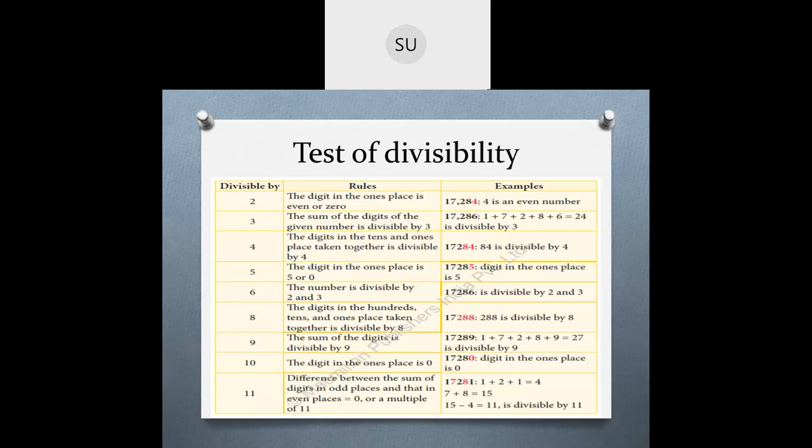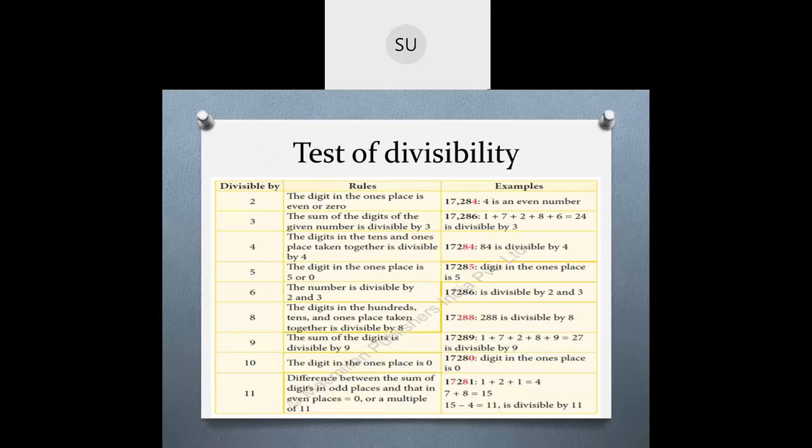Now 4. Now check if the number is divisible by 4. You have to check if the digits in the tens and ones places together are divisible by 4. If it is divisible by 4, then the number will be divisible by 4. Then, 5. For a number to be divisible by 5, the digit in the ones place should be either 5 or 0. If it is anything other than 5 or 0, then the number will not be divisible by 5.